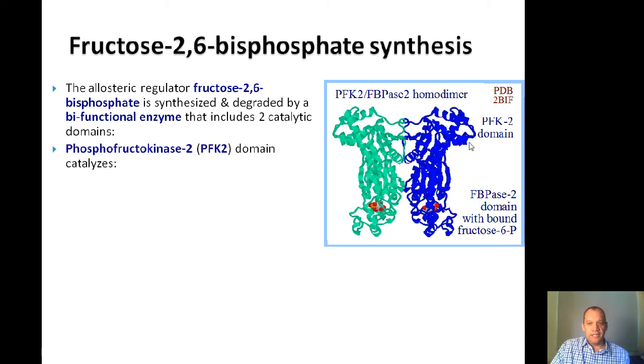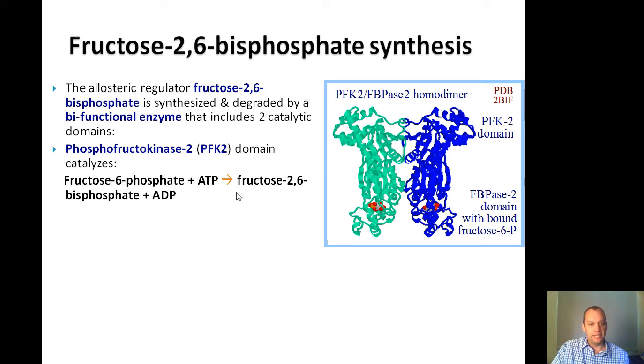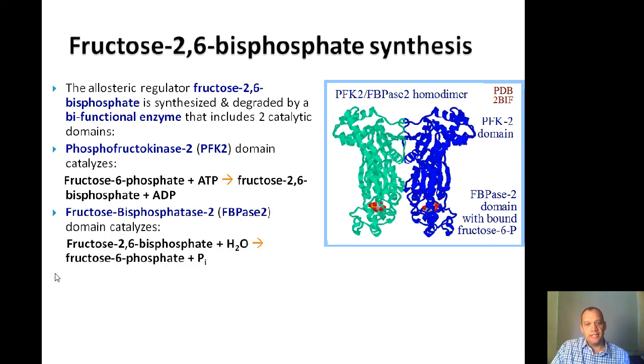So it has a PFK2 domain, or phosphofructokinase 2 domain, on this dimer enzyme, which catalyzes the reaction of fructose 6-phosphate plus ATP to form our fructose 2,6-bisphosphate, and ADP is released. But it also contains a bisphosphatase domain, fructose bisphosphatase 2 or FBPase 2, and this domain will catalyze the dephosphorylation of fructose 2,6-bisphosphate with a hydrolysis reaction.